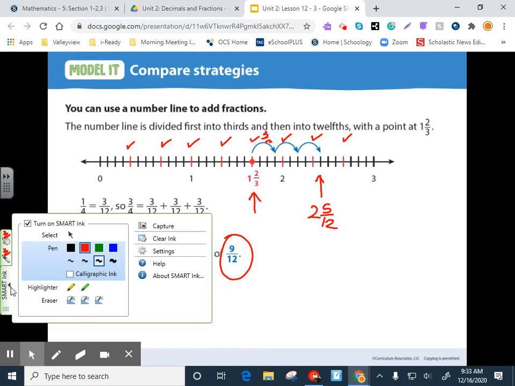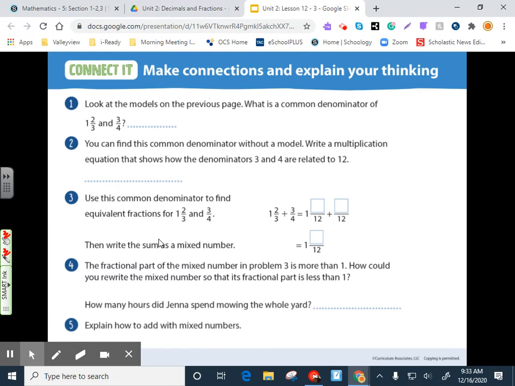All right, let's look at our questions on page 239. Look at the models on the previous page. What's the common denominator of 1 2/3 and 3/4? We figured that out as 12. You can find this common denominator without a model, which is kind of what we've done already, but let's talk about it. Write a multiplication equation that shows how the denominators 3 and 4 are related to 12. It's pretty simple. 3 times 4 equals 12. Use this common denominator to find equivalent fractions for 1 2/3 and 3/4. So we did do that.